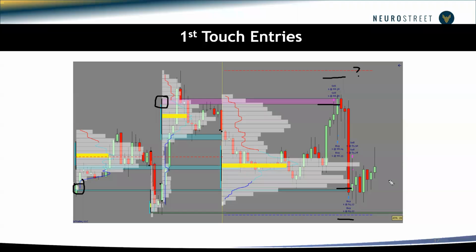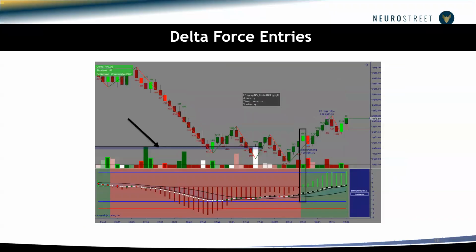And unless you're trading with an account that can take multiple entry points, the first touch entry is normally not where everybody starts. It's a very, very profitable and effective method, but it is also a very risky method if you're not capitalized to do so. So the way in which we look at teaching traders is we look at the delta force entry.